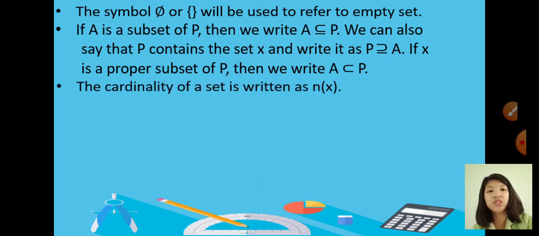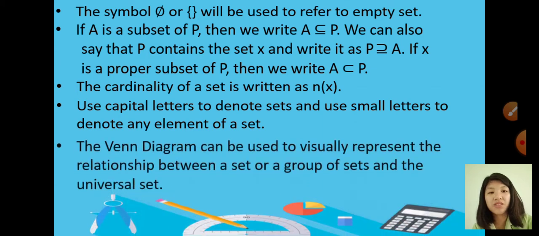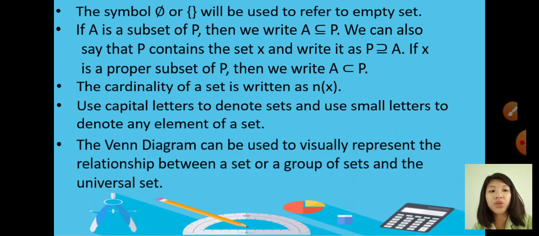Tandaan niyo yung mga symbols. The cardinality of a set is written as N of X. Then, use capital letters to denote sets and use small letters to denote any element of a set. Tandaan, capital letters kapag set, then small letters kapag elements. The Venn diagram can be used to visually represent the relationship between a set or a group of sets and the universal set. So, yan yung mga kailangan nyong tandaan.